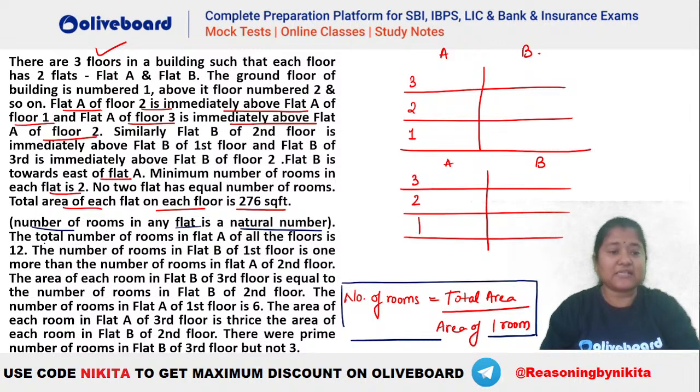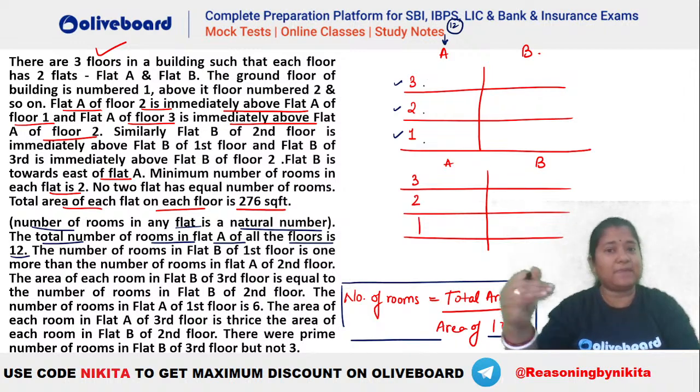Now what is given? The total number of rooms in flat A of all the floors is 12. So that means the sum of all these rooms has to be 12 in here. That is, whatever this and this value is there. So flat A has to be 12 in value. Like let's say these are the number of rooms here: A, B and C. So A plus B plus C has to be equal to 12.